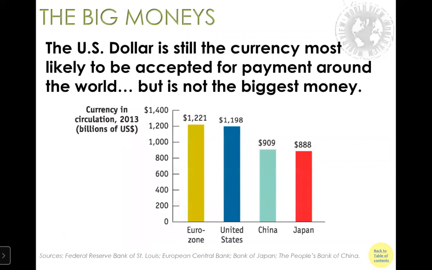Speaking of the money supply, the United States dollar is the currency most likely to be accepted for payment around the world, for international trade, for financial inflows or outflows. But the US dollar is not the biggest money. The eurozone or euro, in terms of currency in circulation, is slightly bigger compared to the US dollar. So this is a matter of fact. Okay.